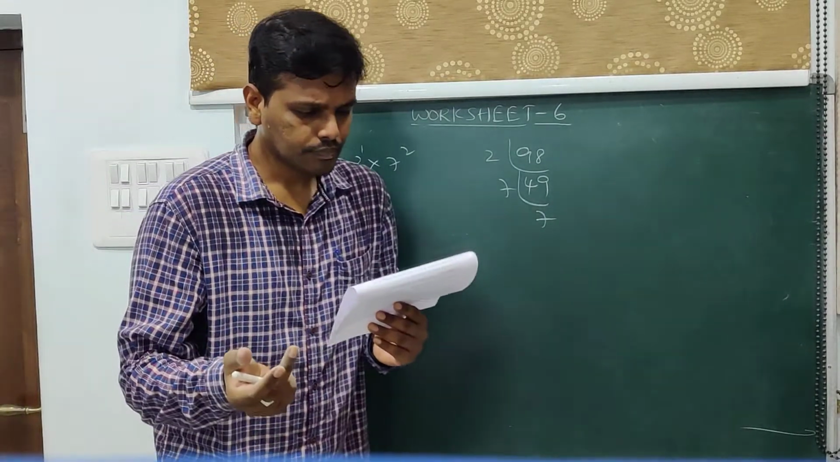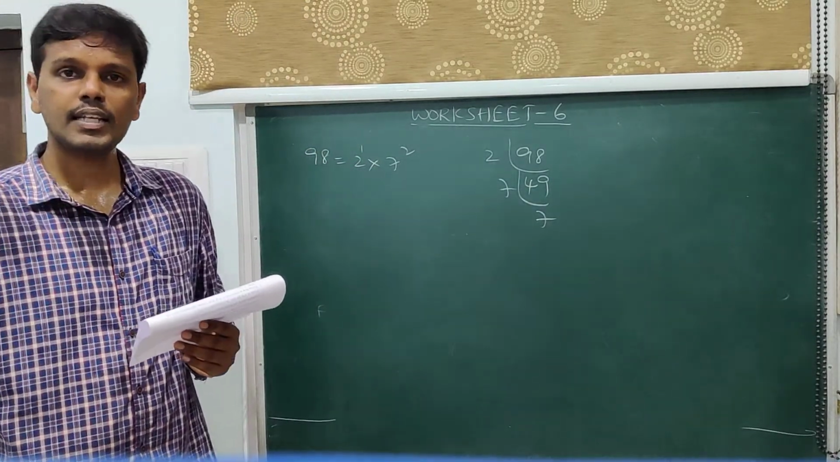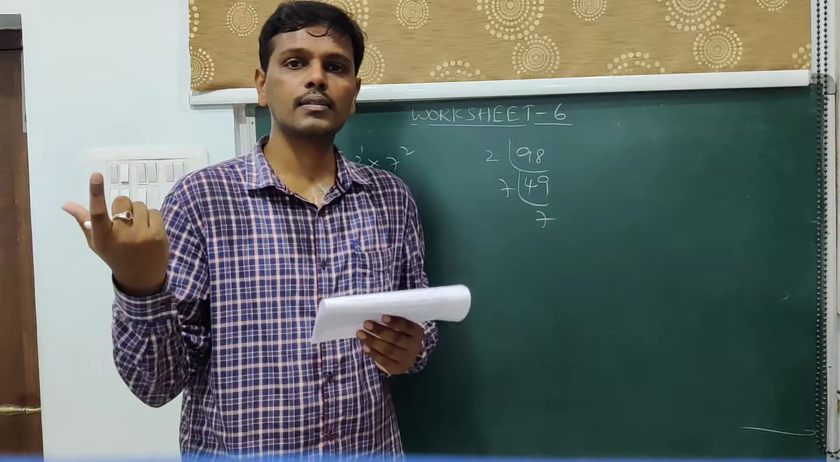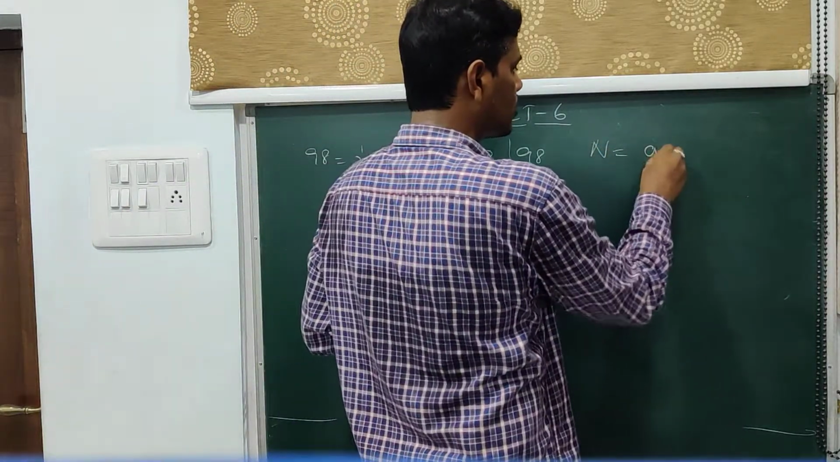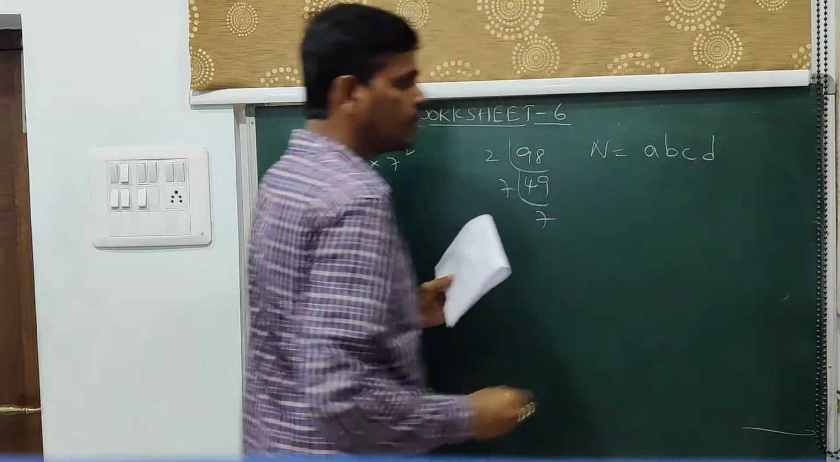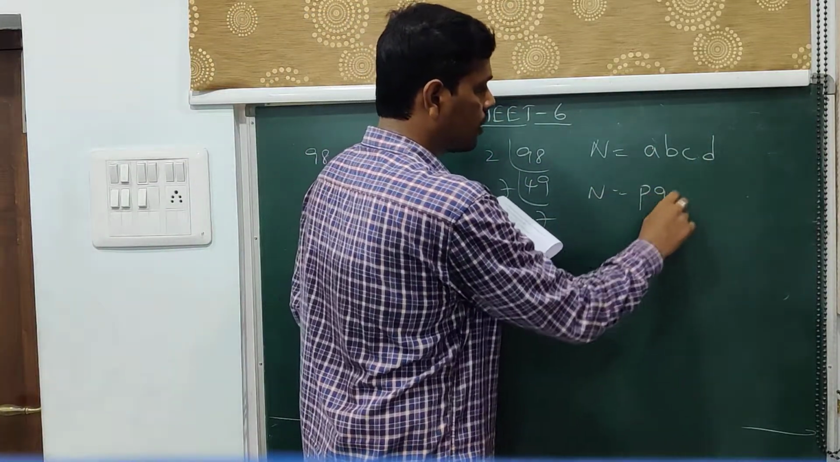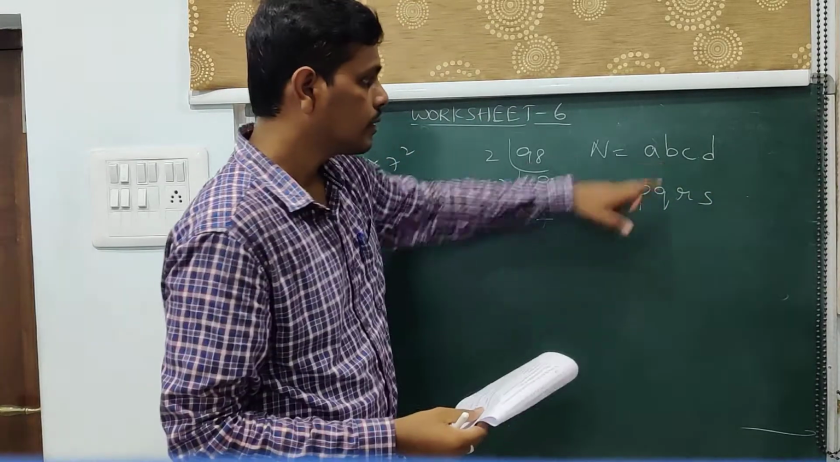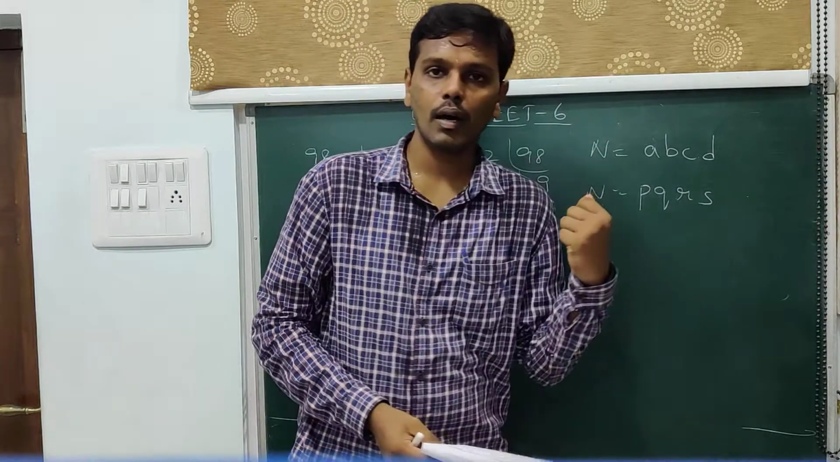That says that any composite number can be expressed as a product of prime factors in a unique way. That is, if you are able to write n is equal to ABCD and n is equal to PQRS, then both of them should be equivalent. ABCD should be equivalent to PQRS.